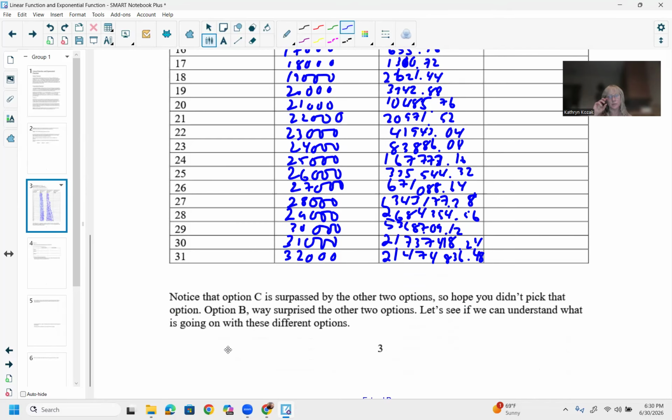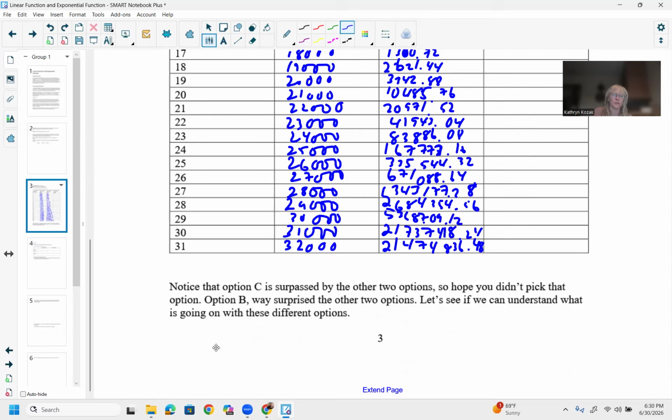Notice that option C is surpassed by the other two options, so hope you didn't pick that one. Option B way surpassed the other two options. Let's see if we can understand what is going on with these two different options.